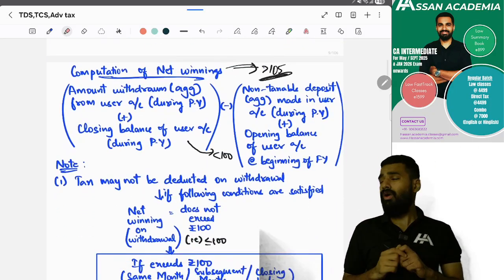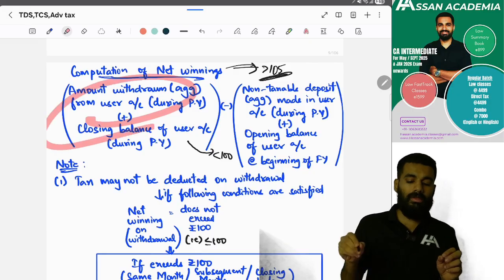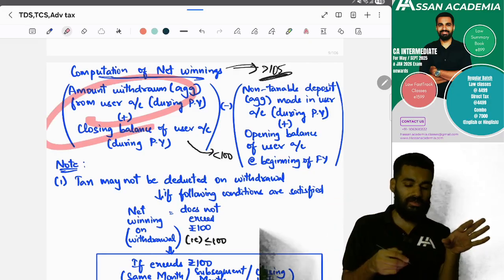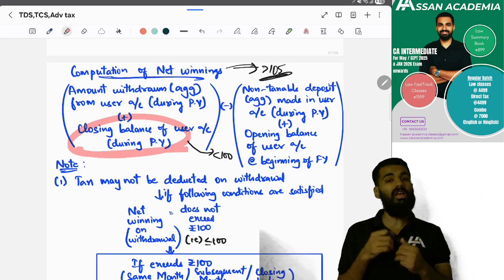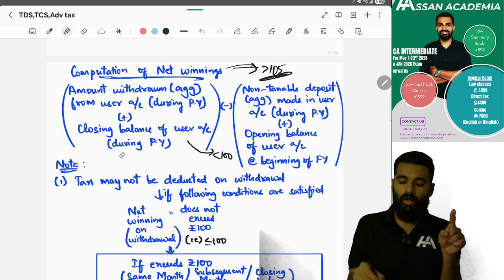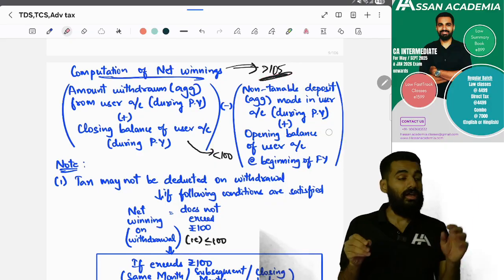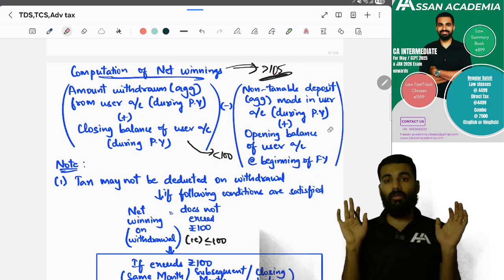So how do we calculate this? First, how much have you withdrawn in aggregate during the previous year, including the closing balance? Minus how much you have deposited. And is there any opening balance? This you also have to subtract.